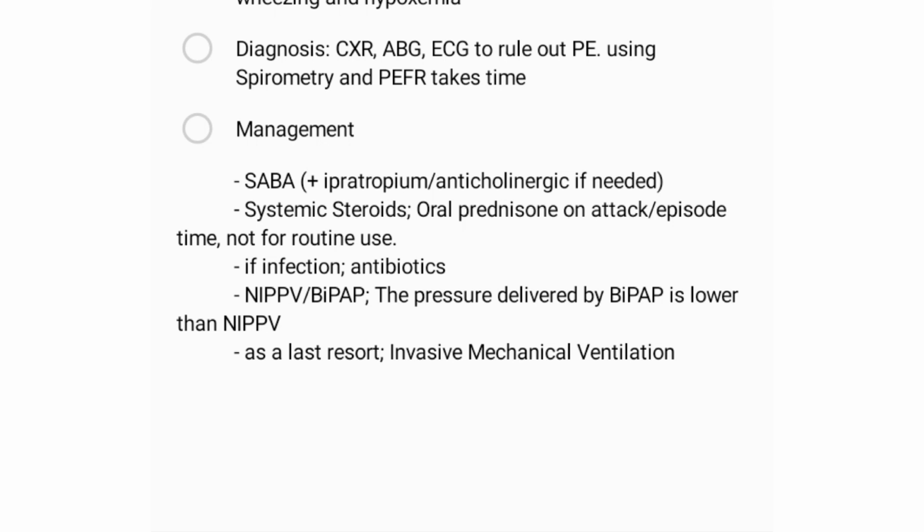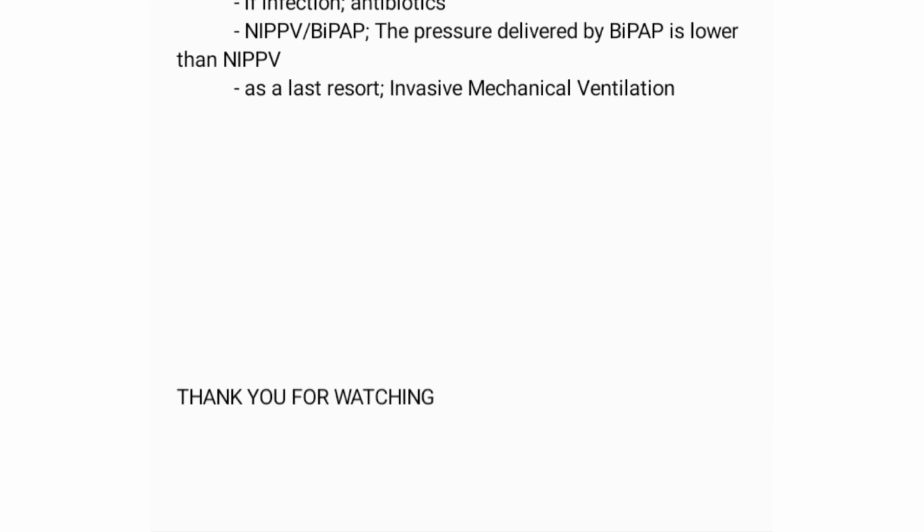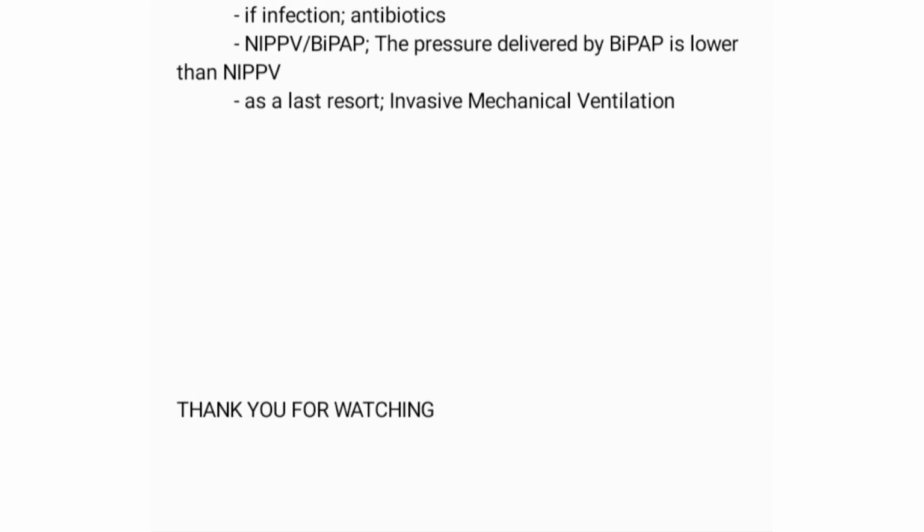Then for O2, you can use non-invasive positive pressure ventilation or BiPAP. And you have to know that the pressure delivered by BiPAP is lower than NIPPV. Then as a last resort, meaning after the patient fails NIPPV or fails to respond, that's when invasive mechanical ventilation may come in. Okay, otherwise, that's the end of the lecture.